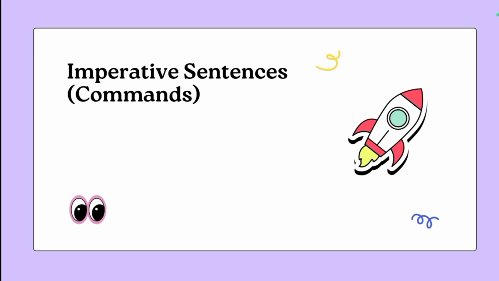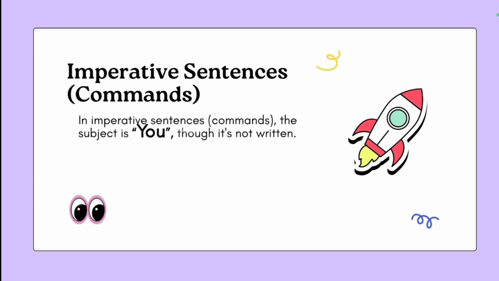Now remember children, there are some sentences known as imperative sentences. Imperative sentences can be commands or requests. Now suppose it's a command, then remember we don't see the subject there directly, but we understand that the subject is you. Let's try to understand it with the examples.